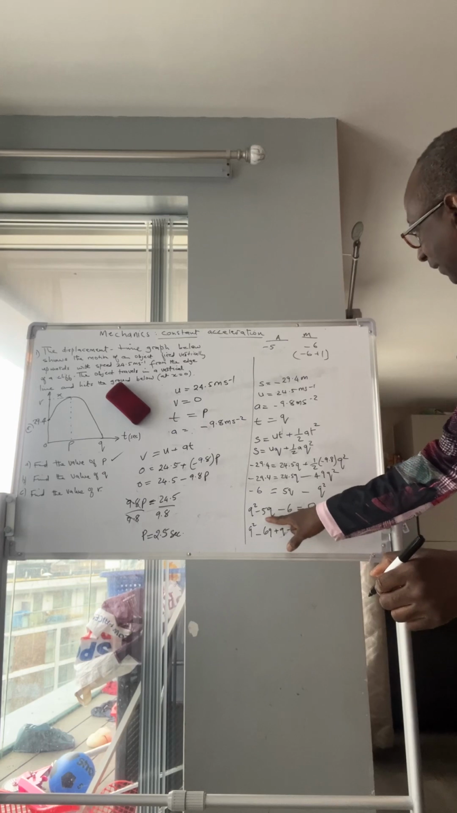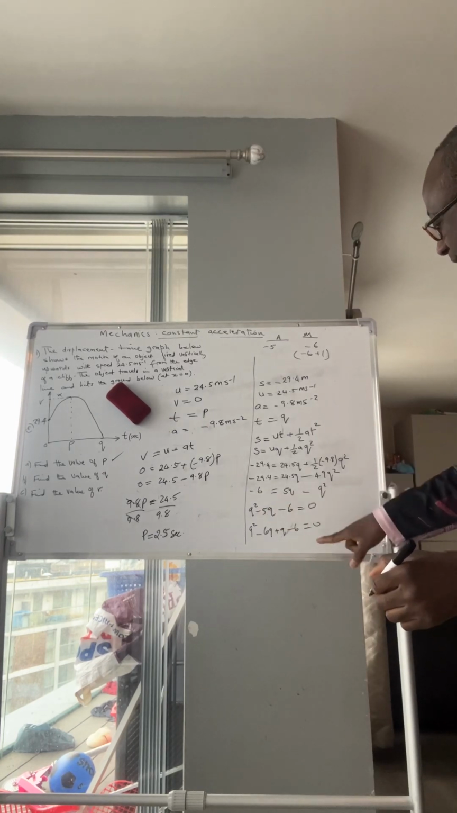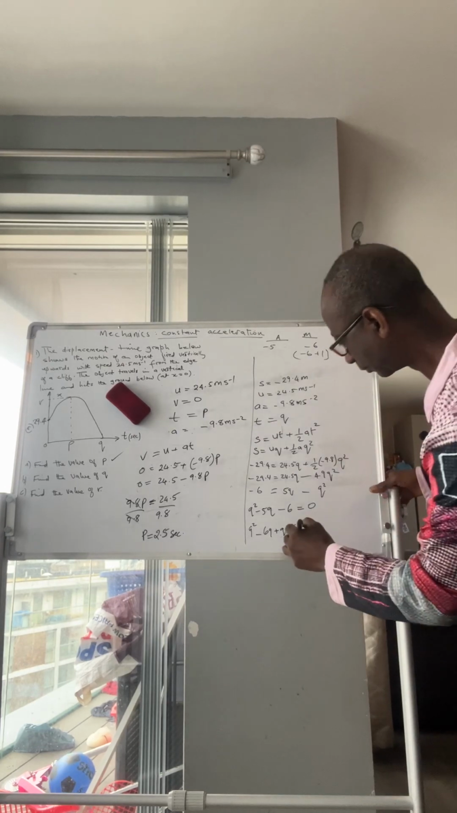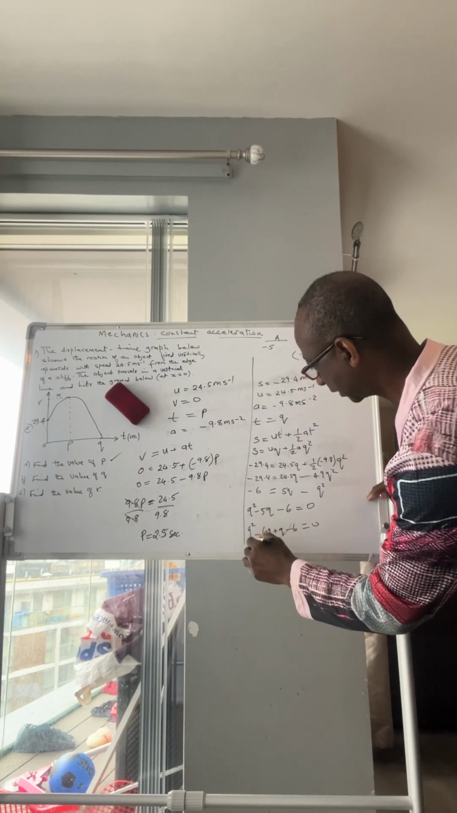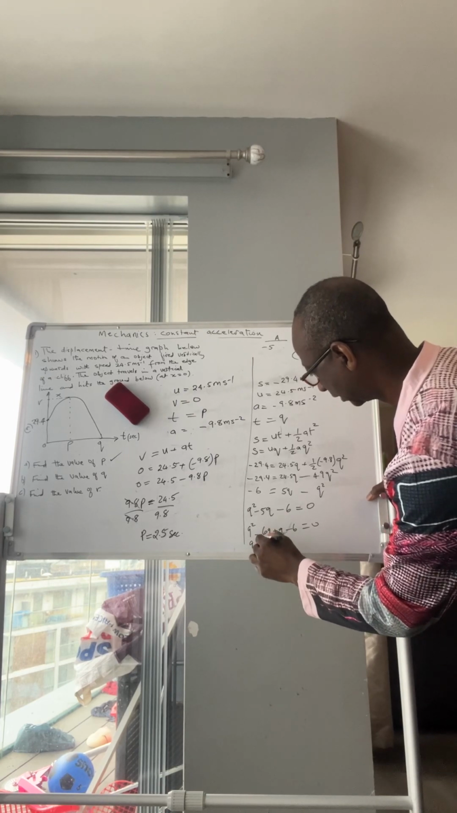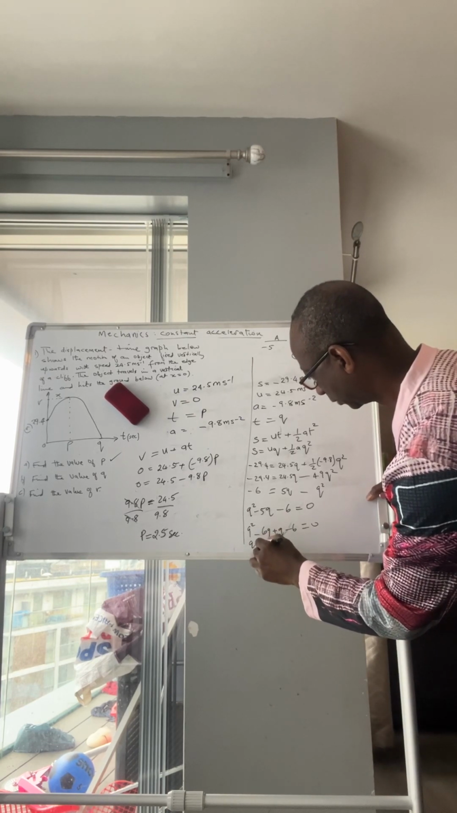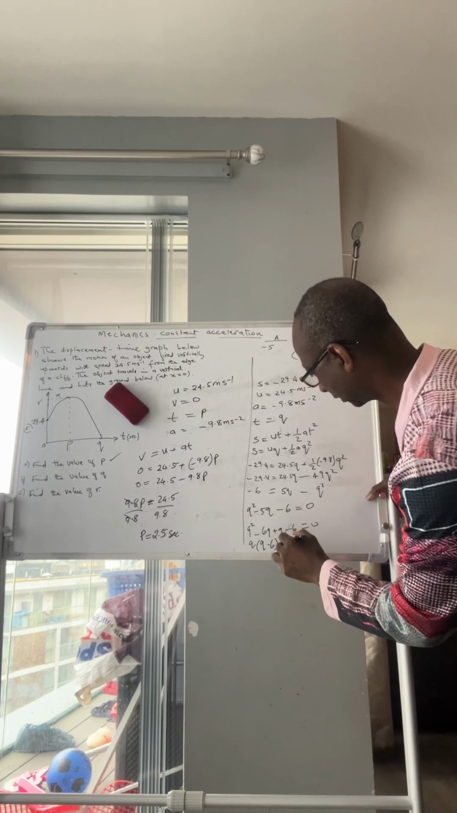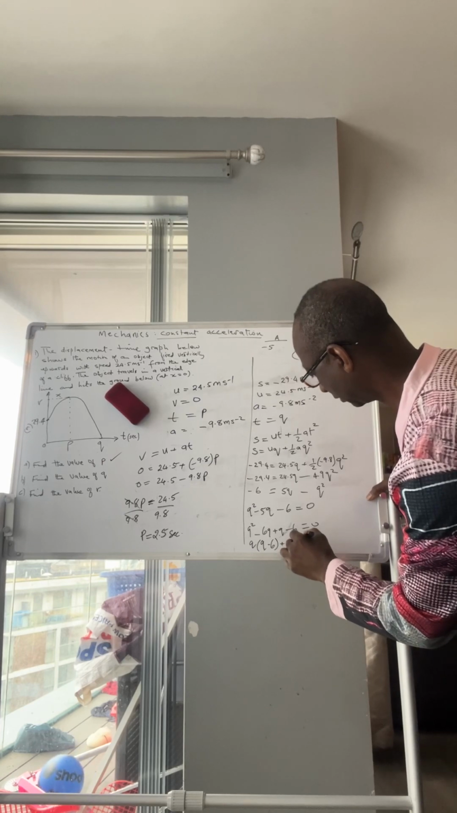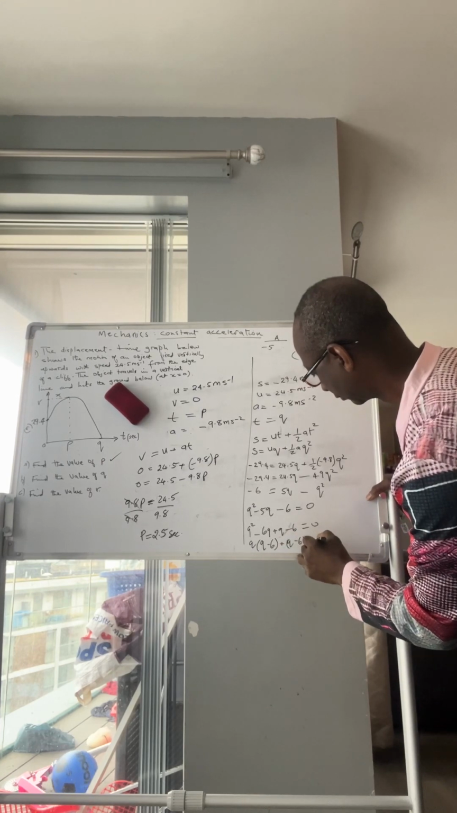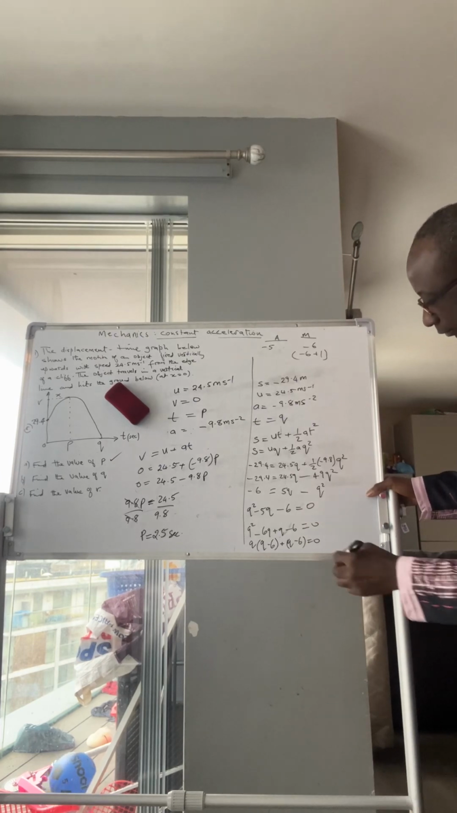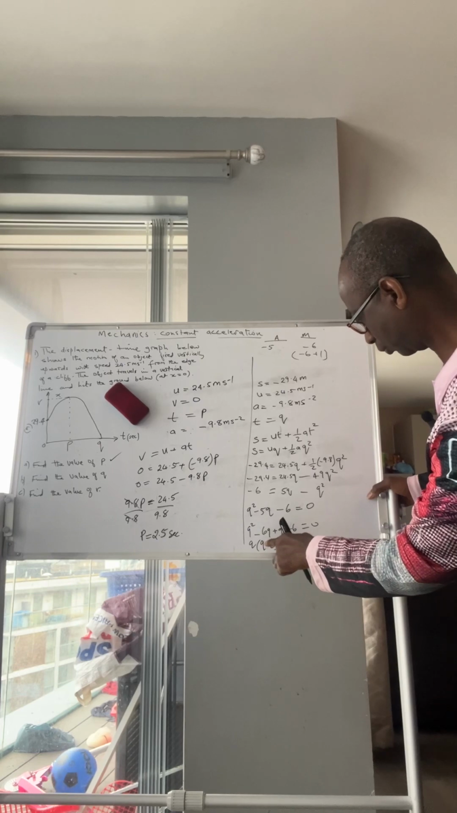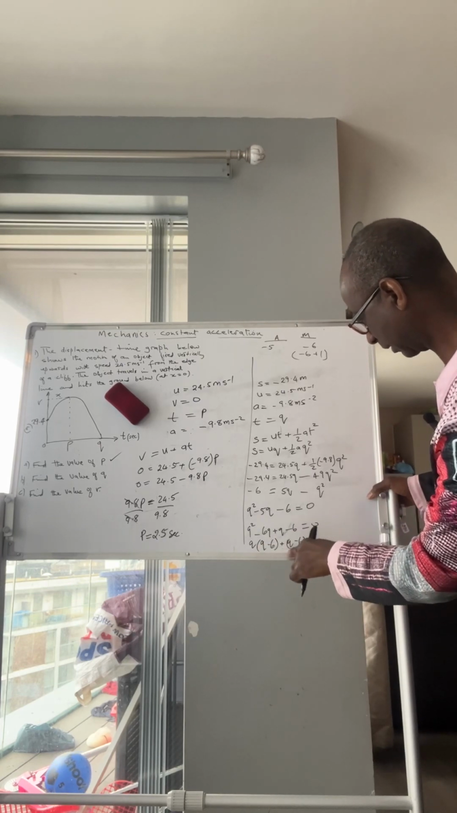I've split this 5 into the factors of minus 6. So now we get q into q minus 6 plus q minus 6 equals 0. So it means, sorry, that should be, yeah, q minus 6, q minus, yeah, that's correct.